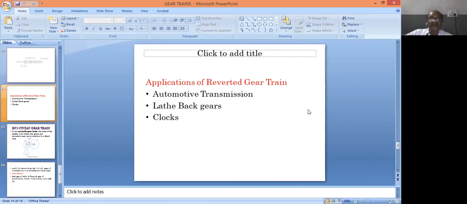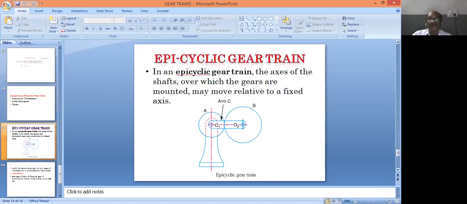Then the applications of the reverted gear train: automatic transmission, clocks, and back gear used in the lathe. These are some applications where we can make use of the reverted gear train. And the fourth one is the epicyclic gear train. Here, consider gear A, gear B, and arm C. Gear A has its center of rotation at O1, gear B has its center of rotation at O2, and similarly arm C has its center of rotation at O1.